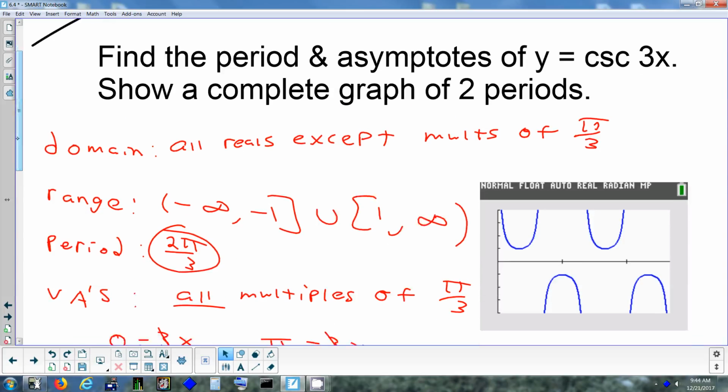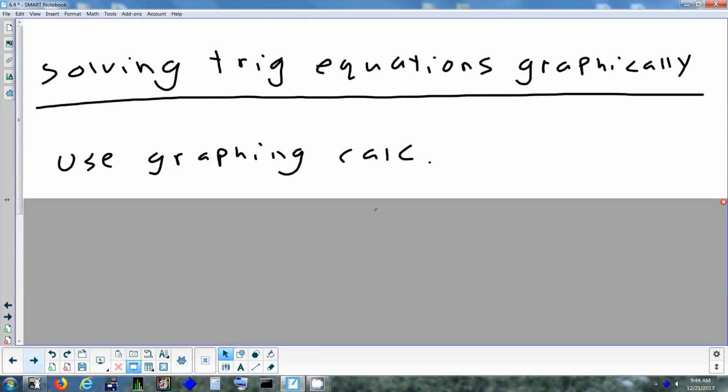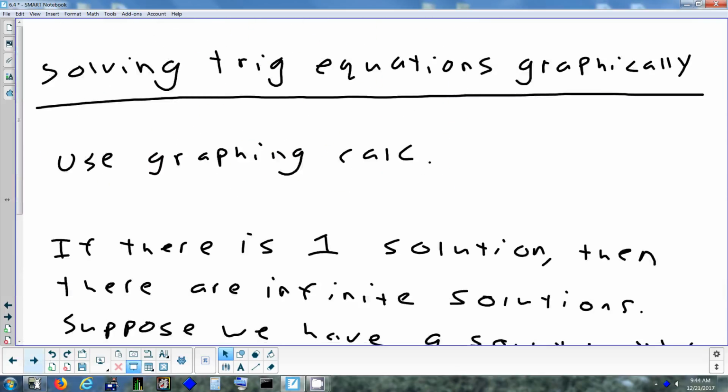All right, it's a little bit hard at first to get used to it, but once you do get used to it, it is a fairly mechanical kind of thing. You got a table, you look things up, you kind of do the same thing every time. Never changes. All right, so last thing we'll look at is solving equations on the calculator. Keep in mind that if there's one solution, there's infinite solutions, because trig functions are periodic.